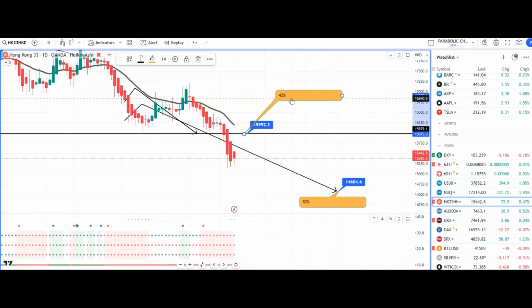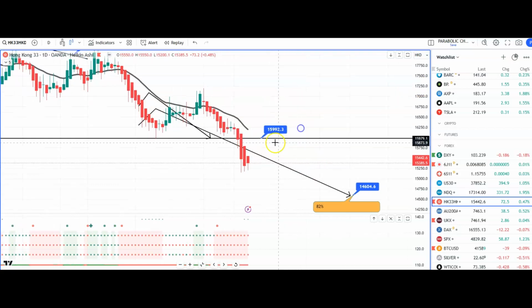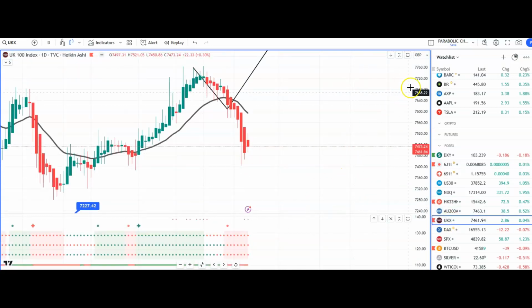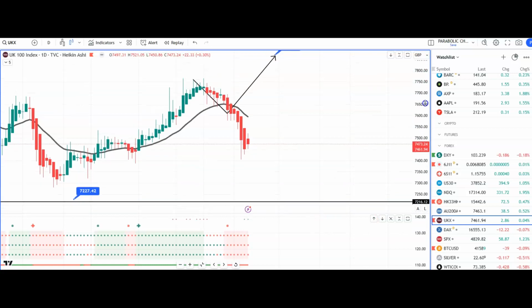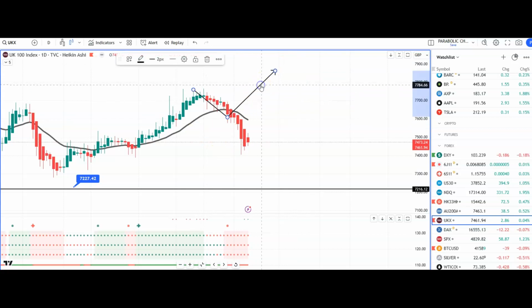The Hang Seng is parabolic to the downside, and it's hit our target for last week, 15,992, broke that again, and so we can expect a pullback possibly back to this area and then down to 14,604, which is 82% chance of being hit. So these targets act like magnets.